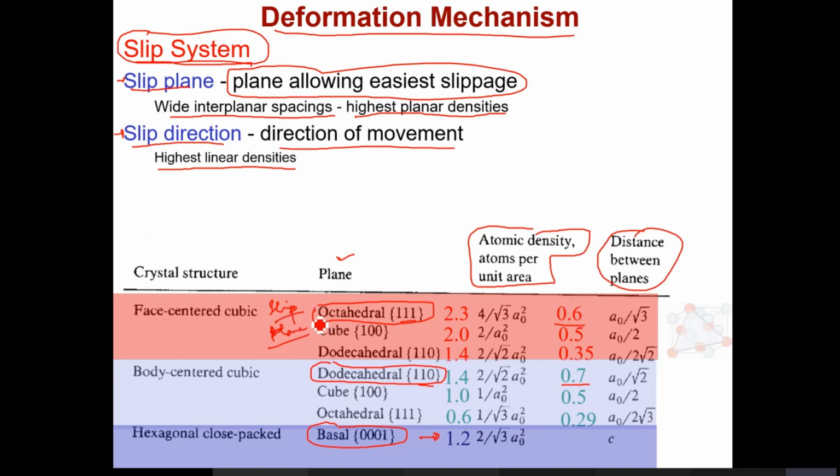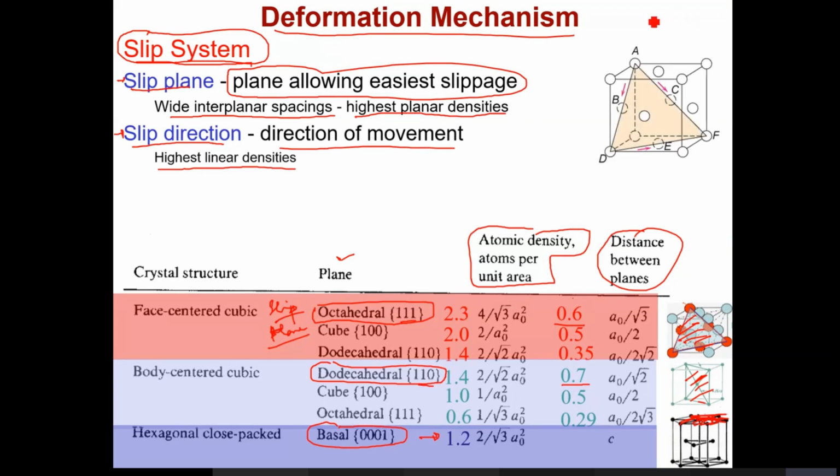Now, these are the planes. We have already looked into the {111} planes, the {110} planes, and the basal planes, which are the highest density or close packed planes for the three structures. Now, if we take the example of the FCC crystal structure, for a {111} plane, you essentially have three close packed directions.